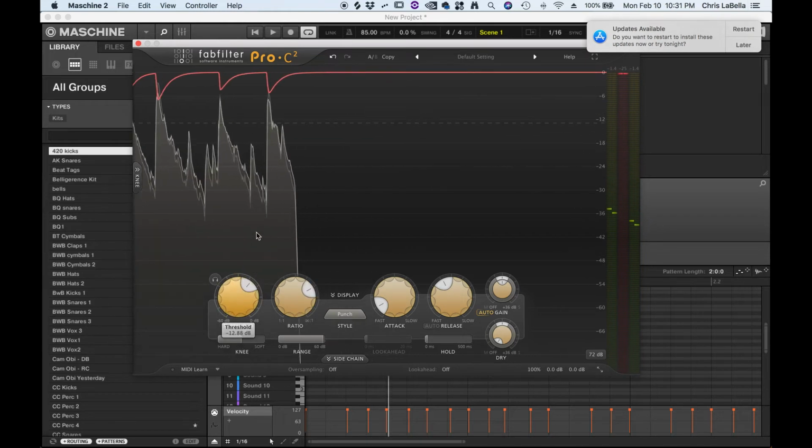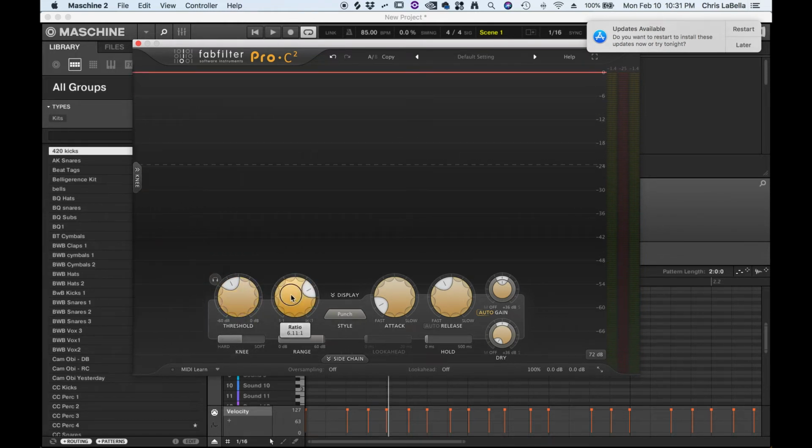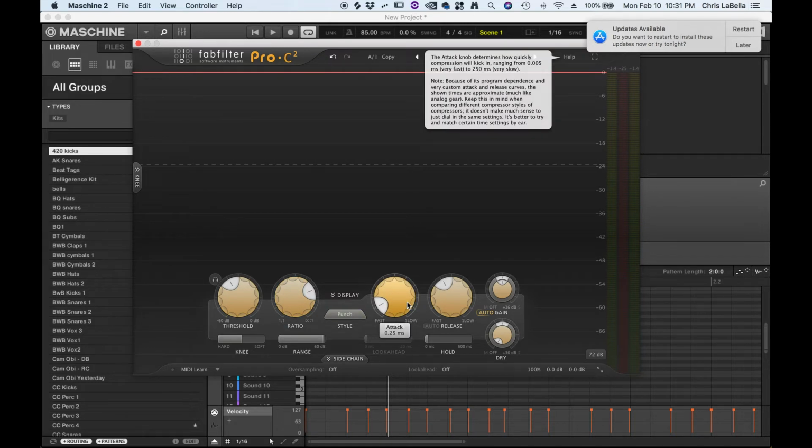So I'm going to show you an extreme example with the threshold real low and the ratio real high so that we can really hear the difference in what's happening, but let's take a look at what happens when we change the attack time.